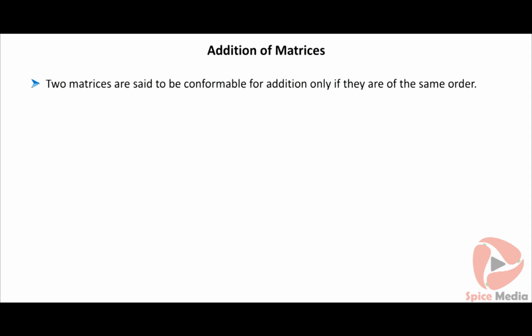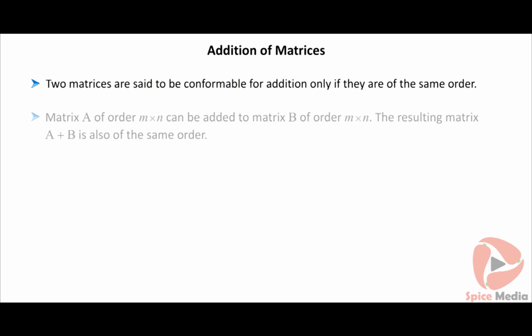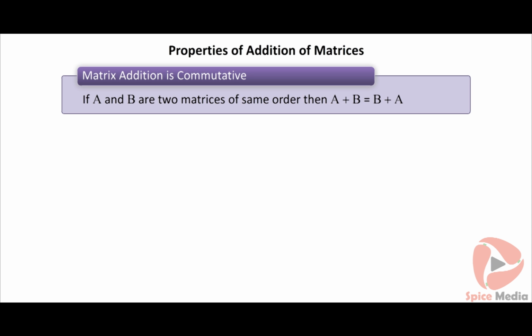Now we discuss the operations on matrices: addition of matrices, subtraction of matrices, multiplication of matrices. Addition of matrices. Two matrices are said to be conformable for addition only if they are of the same order. Matrix A of order m by n can be added to matrix B of order m by n. The resulting matrix A plus B is also of the same order.